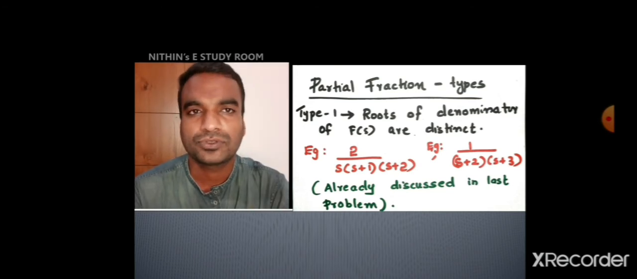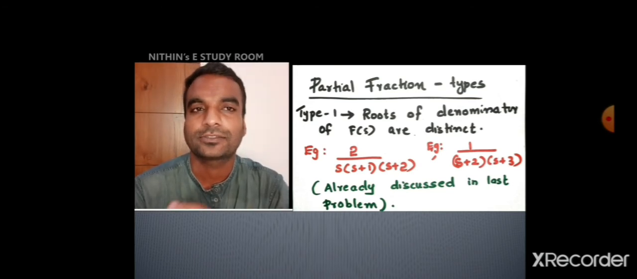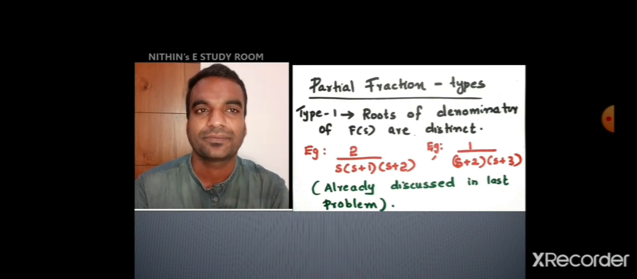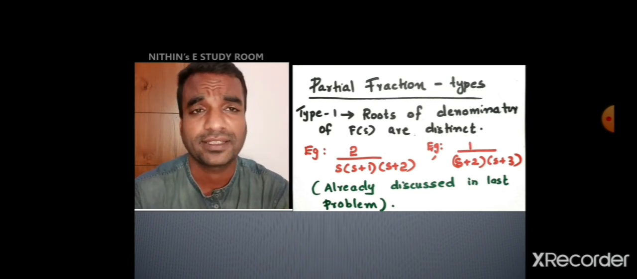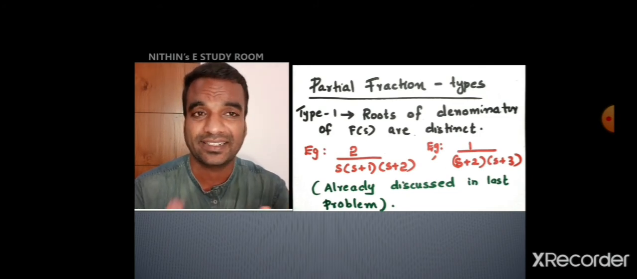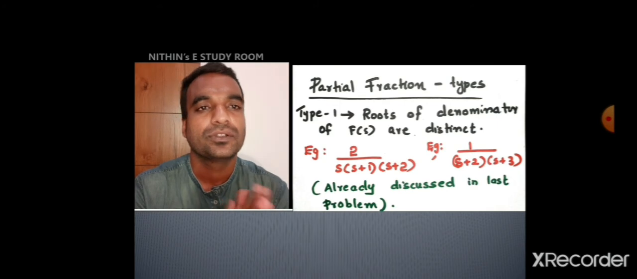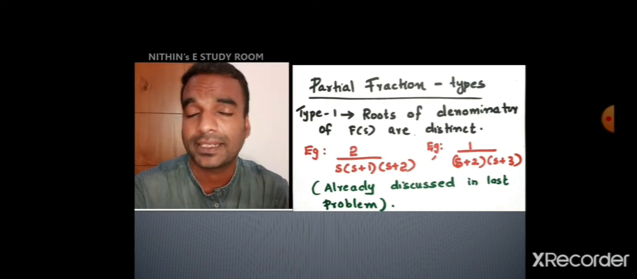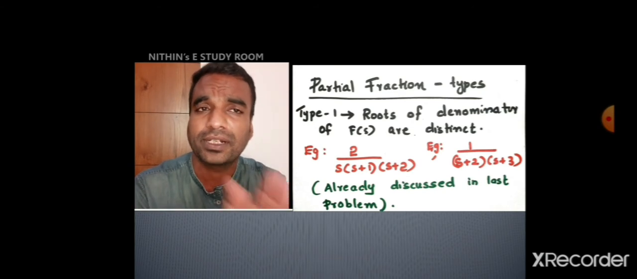Here we can say, in the last problem also the roots were distinct. The roots were 1 by (s plus 2) into (s plus 3). So roots are s is equal to minus 2 and s is equal to minus 3. Both the roots are distinct values, not complex values or repeating values. So the roots are distinct, different roots. In such a case, we can apply the previous method. That method we already discussed in detail.